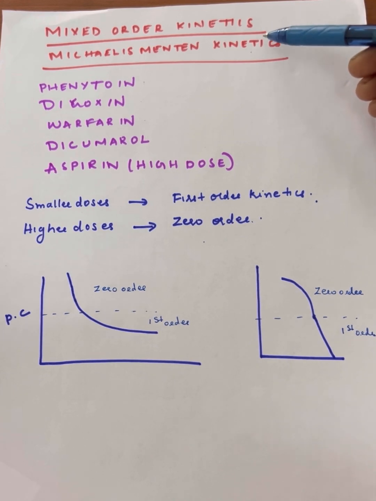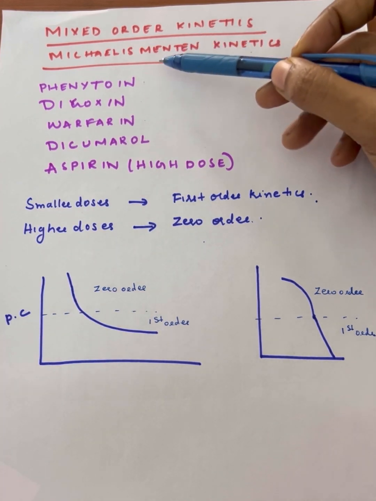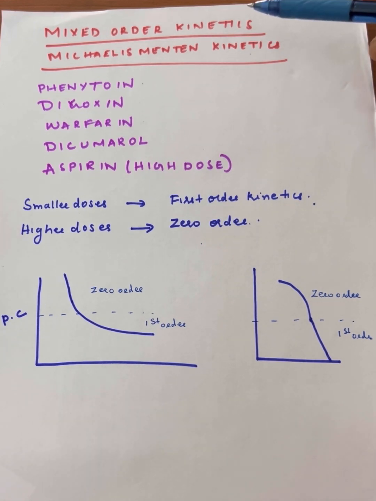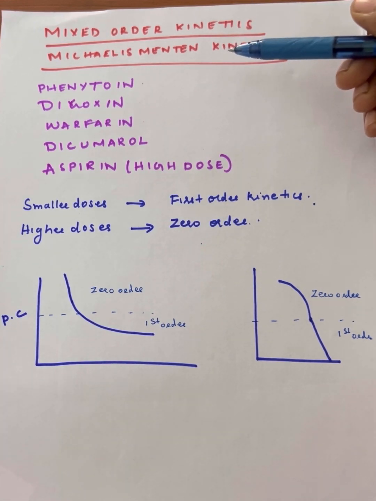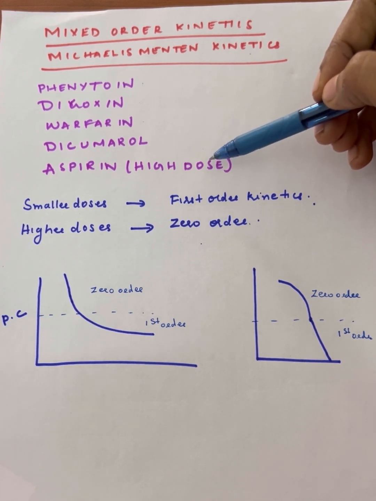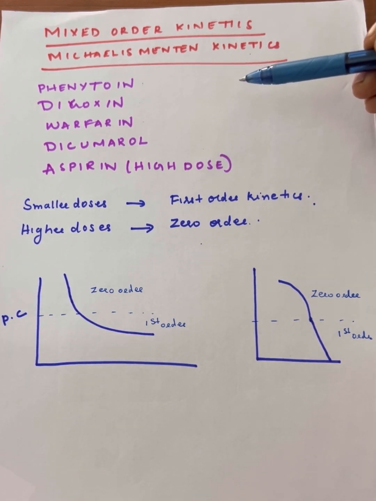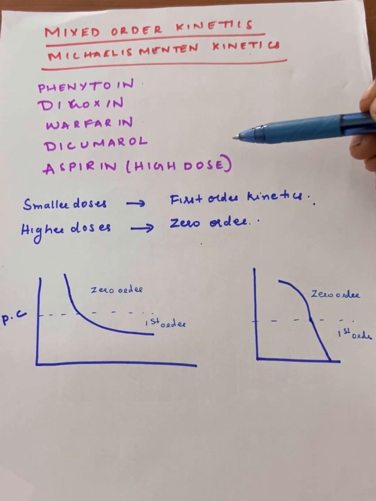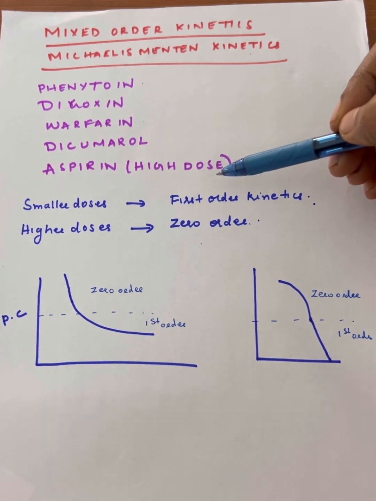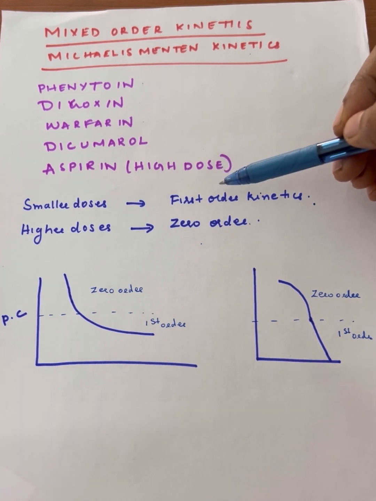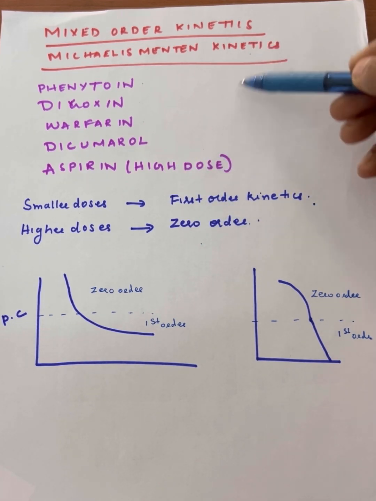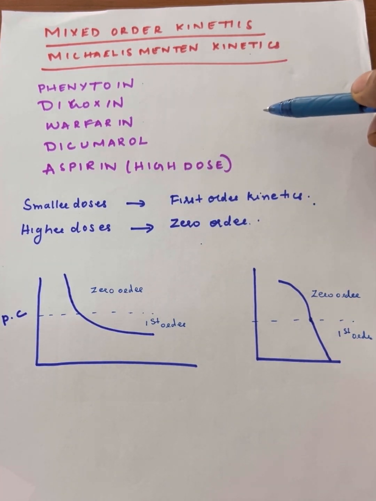Mixed order kinetics or Michaelis-Menten kinetics. Important drugs like phenytoin, digoxin, warfarin, dicumarol, and aspirin in high doses will obey mixed order kinetics. It is a dose-dependent kinetics where smaller doses are handled by first-order kinetics, but as the plasma concentration reaches higher values due to increase in the dose, the rate of elimination becomes zero order because the metabolizing enzymes or the elimination process gets saturated at higher concentration. So that is the property of drugs which are obeying mixed-order kinetics.